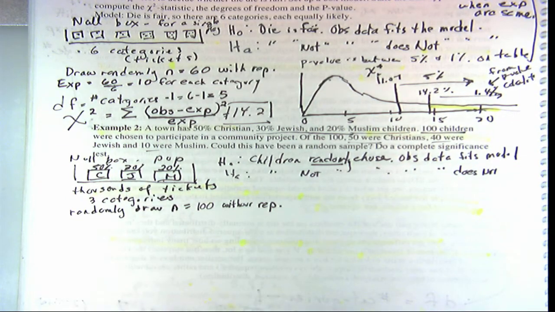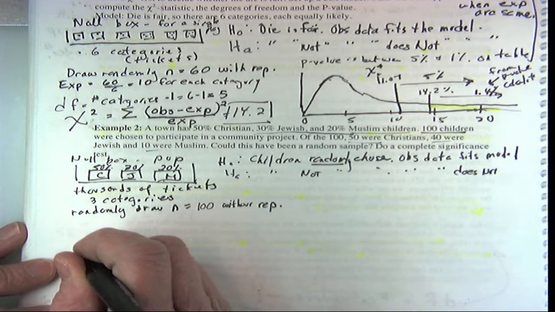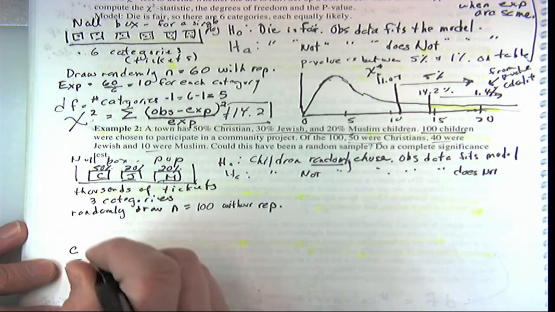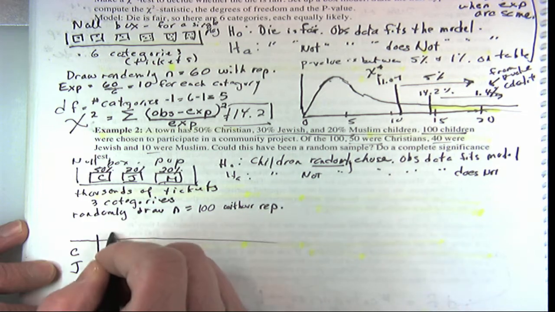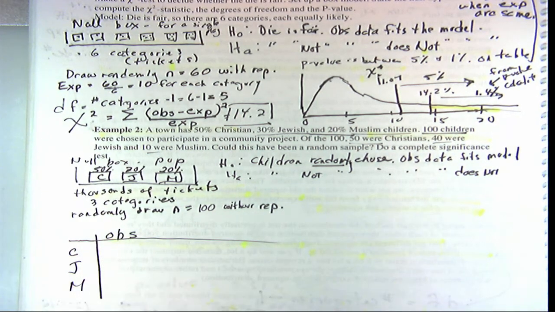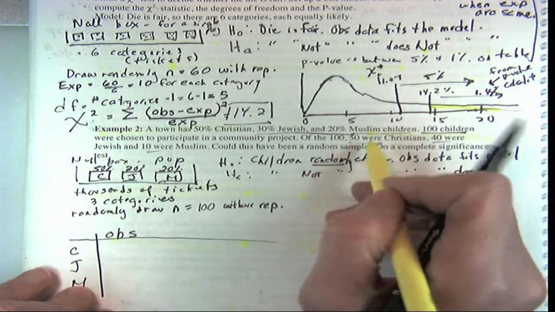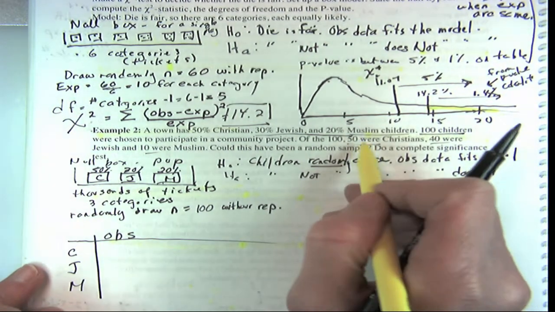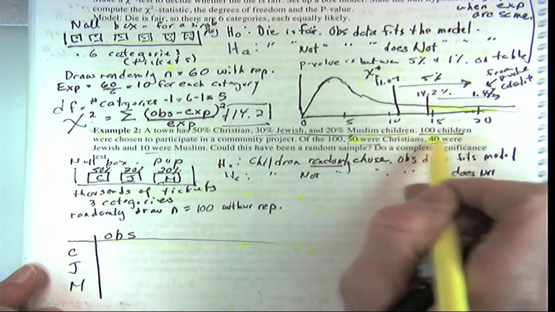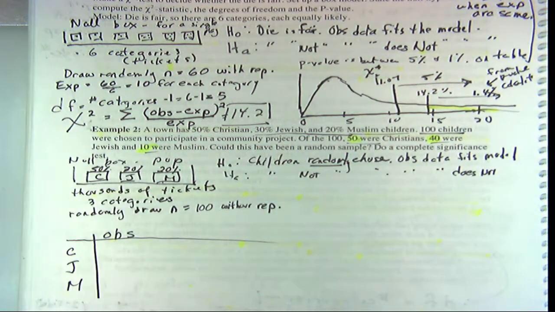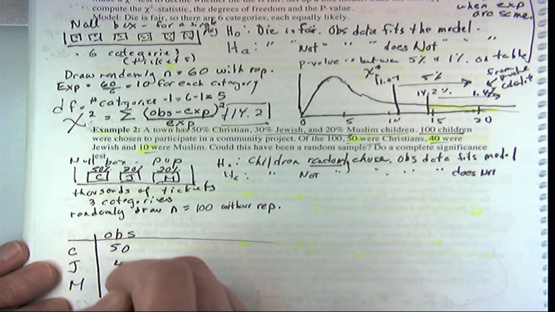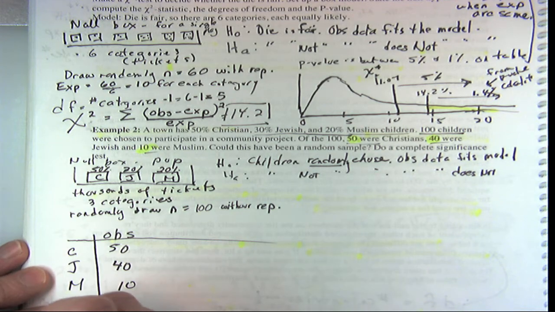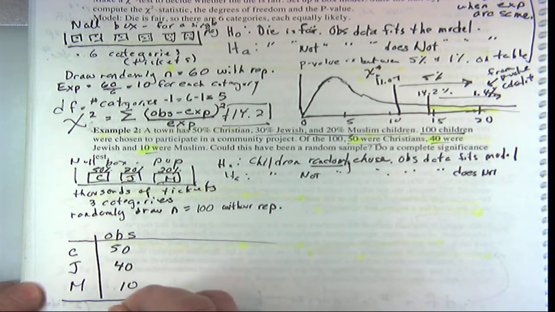All right, so now what are we going to do? We have the Christian, the Jewish, and the Muslim. So let's just make our own chart here. All right, so observed. This is always given to you. And where is our observed? What did we get? We got 50, 40, and 10, right? Okay, 50, 40, and 10, and it sums to a total of 100.